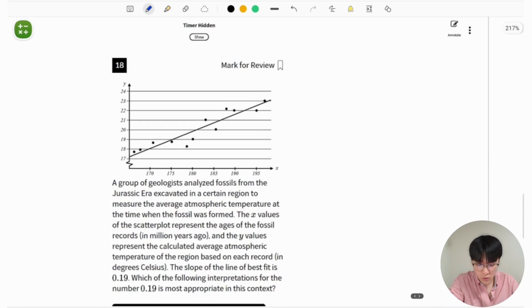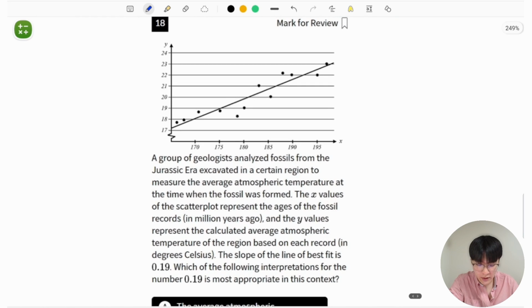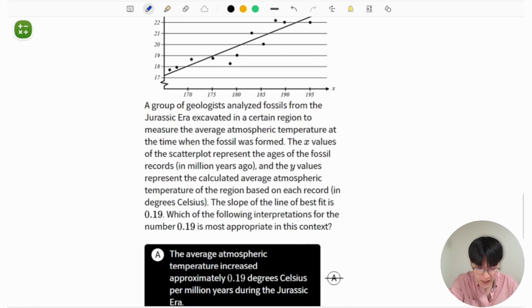All right, a very long question indeed. Let's look at question number 18. A group of geologists analyzed fossils from the Jurassic era excavated in a certain region to measure the average atmospheric temperature at the time when the fossil was formed. The X values of the scatter plot represent the ages of the fossil records in million years ago. Now, I think that's very important information.